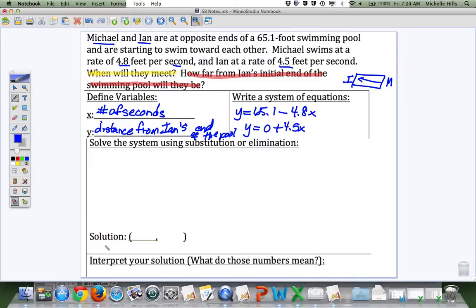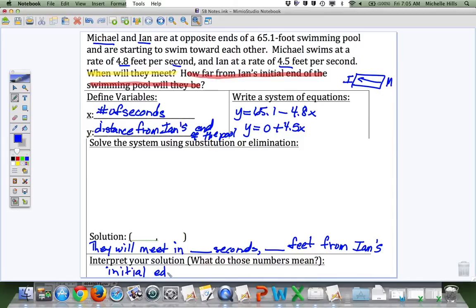My interpretation of my solution, and I'm going to start writing this up here because I don't have quite enough room. It says, when will they meet? They will meet, because I have to write this in complete sentences, they will meet in blank seconds. And the second question is, how far from Ian's initial end of the swimming pool will they be? Blank feet. Careful with your units, from Ian's initial end of the pool. This must be written as one or more complete sentences.